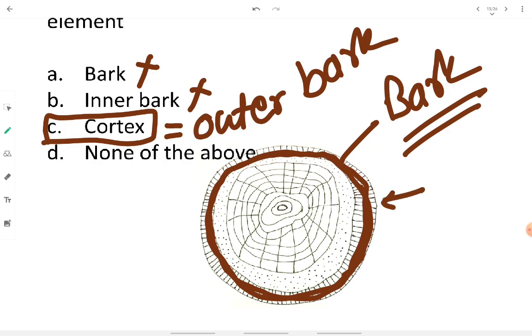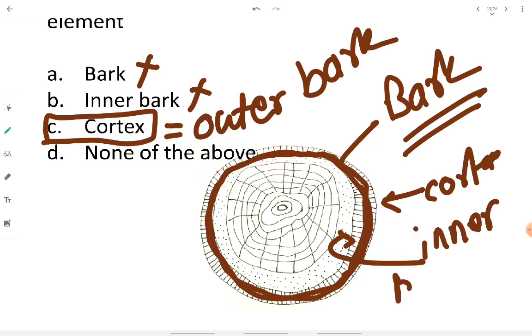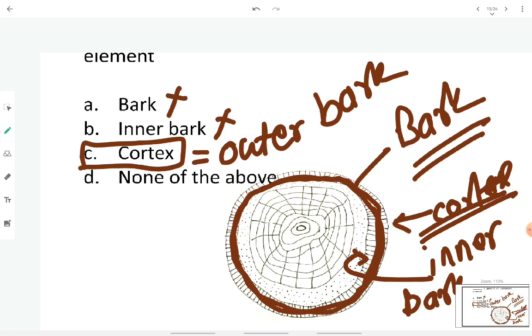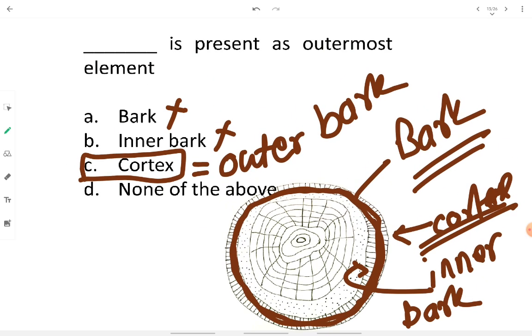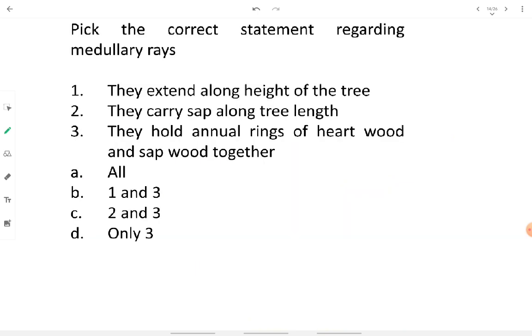This is what? Cortex. And the inner layer of the bark is what? Inner bark. There is no special word defined for inner bark, just like outer bark has a special name, which is cortex. Remember, cortex is present as the outermost element. Cortex is which one? This bark's outside section. Okay, let's go to the next question.